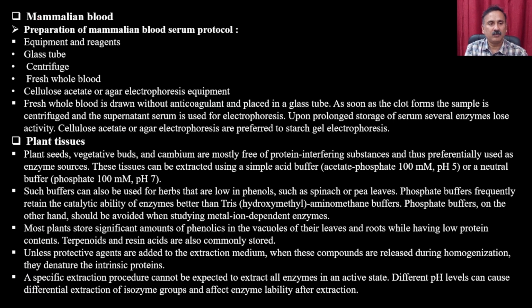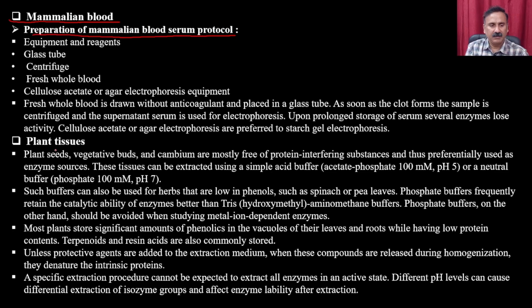Then you can also have the processing of mammalian blood. So, the preparation of mammalian blood serum protocol. You can follow the same protocol we already discussed when we were discussing how to prepare the serum, right? When we were discussing how to produce the antibodies. And lastly, we have plant tissues, right?